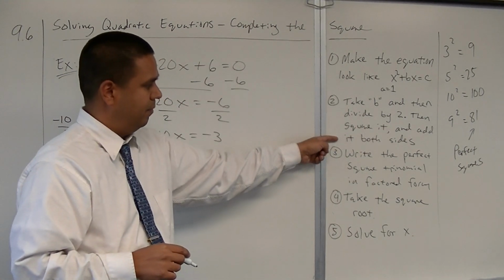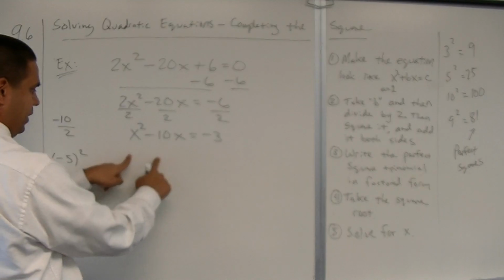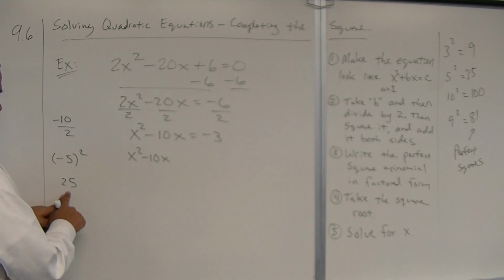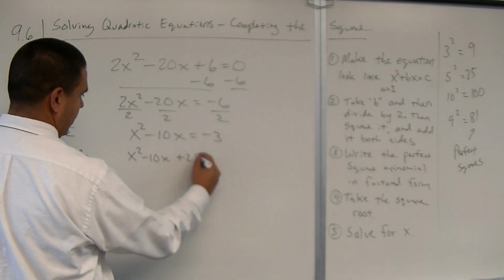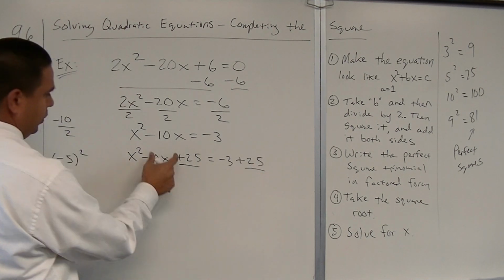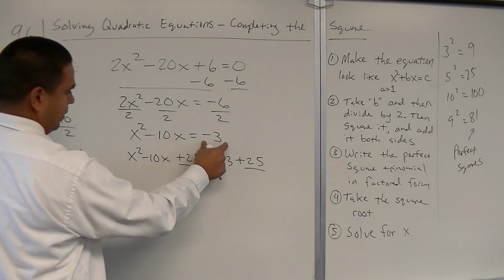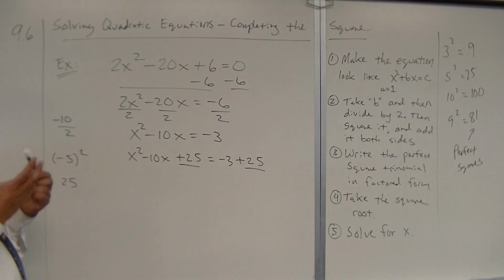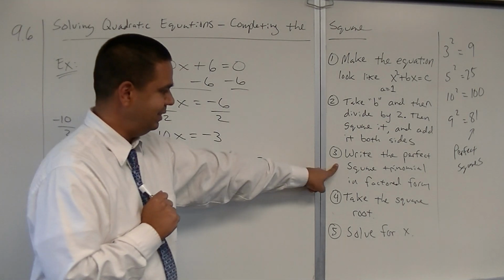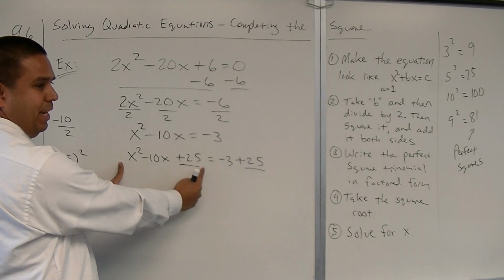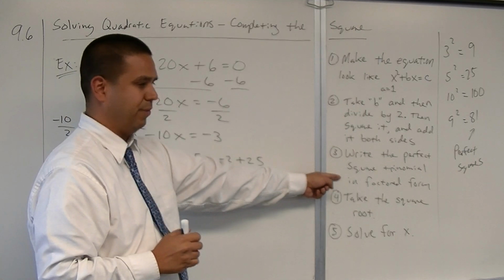Then we add it to both sides. So this comes straight down: x squared minus 10x. Now we add the 25 to both sides. The equation stays the same, negative 3 stays the same. Now comes the fun part. We write this perfect square trinomial that we created in factored form.